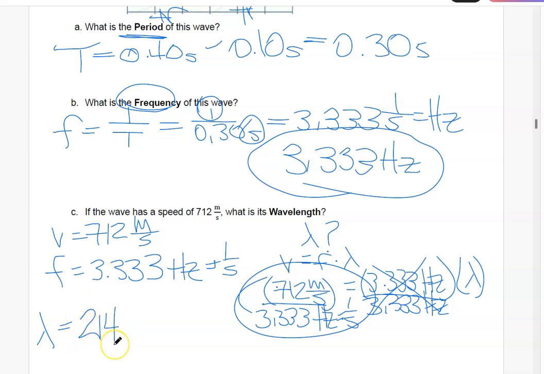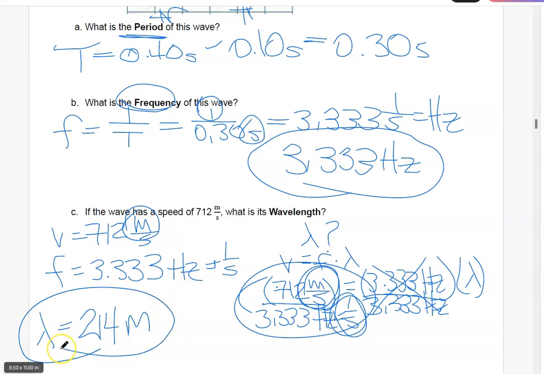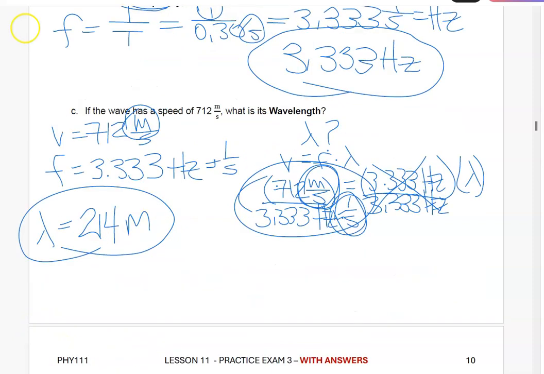214. This is a wavelength, so our answer should be units of length. The only unit of length in here is meter. But if we look at it, we're taking meters per second and dividing it by per second. Well, that just leaves us with meters. So our wavelength is 214 meters.